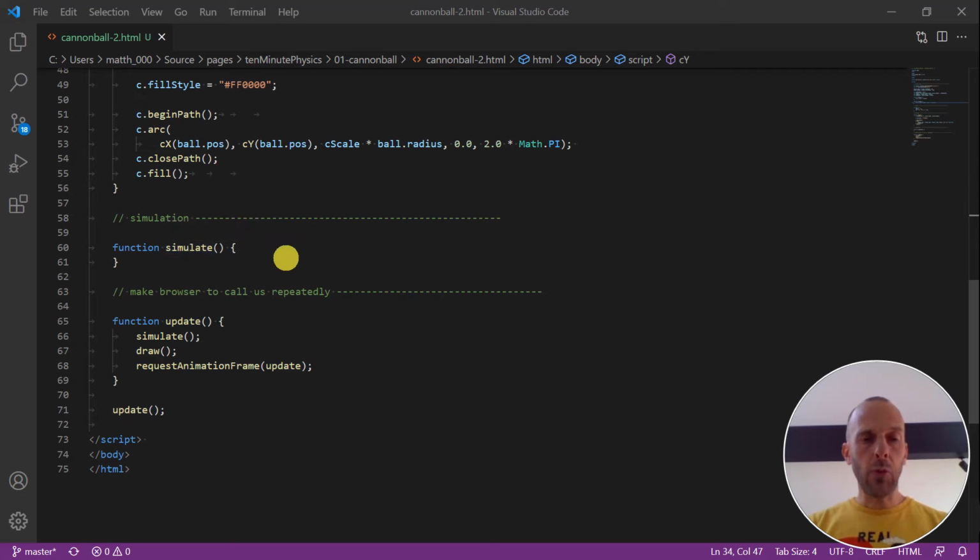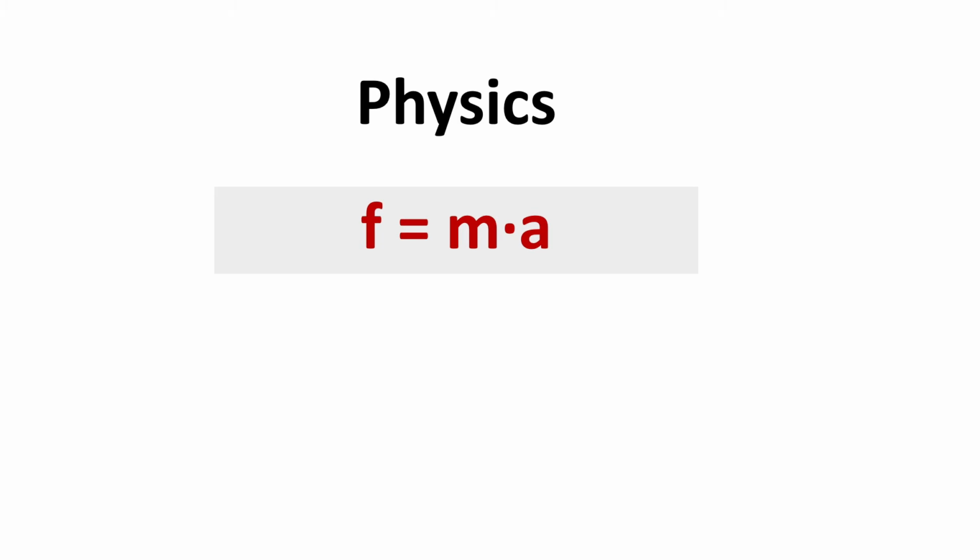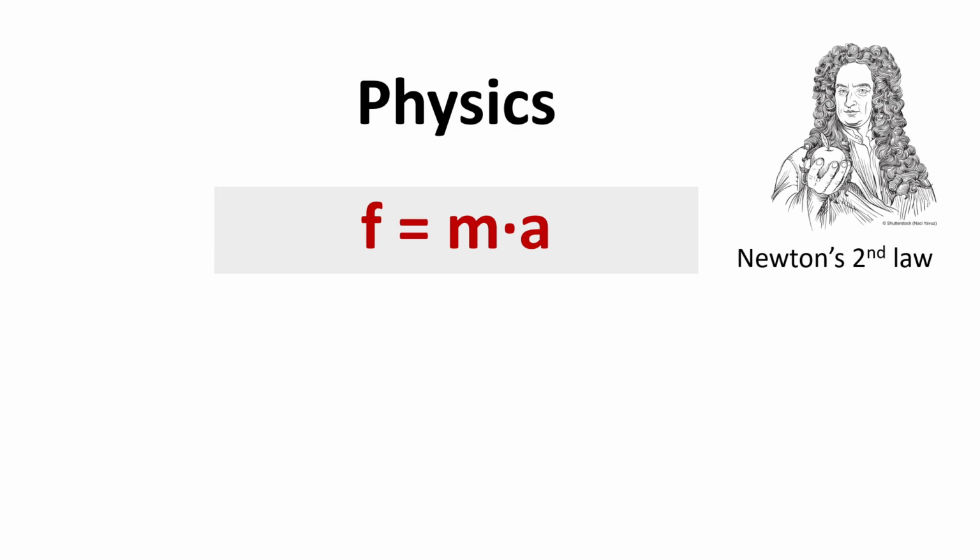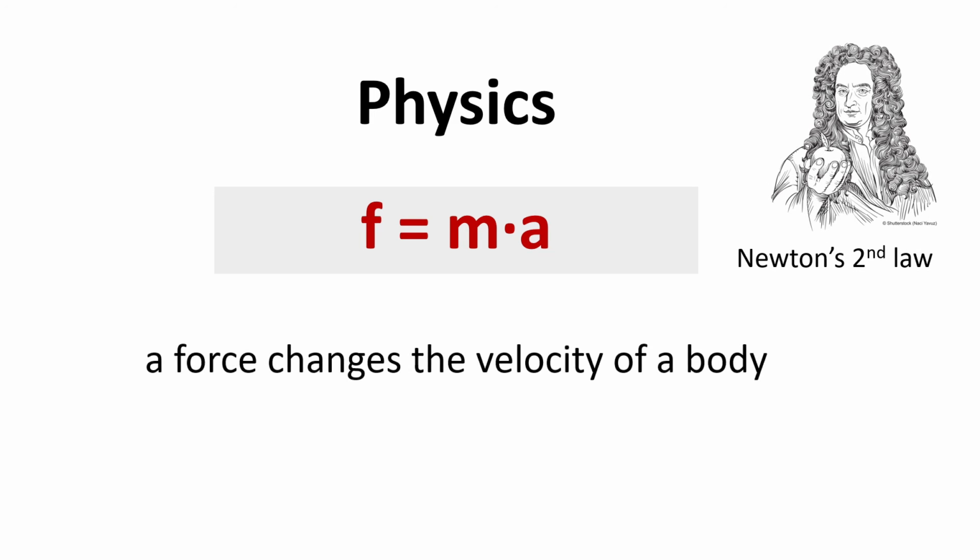In order to be able to write this, I need to give you a brief introduction to physics. The most important equation that describes everyday physics is F equals m times a, or force equals mass times acceleration, also known as Newton's second law. It basically says that a force doesn't change the position of objects, but their velocities.